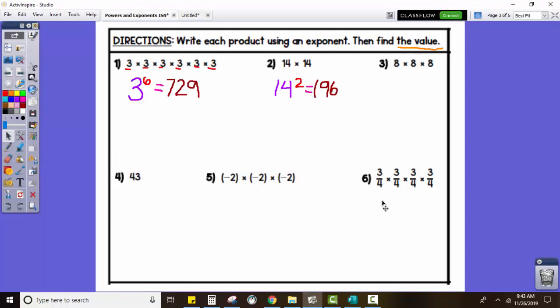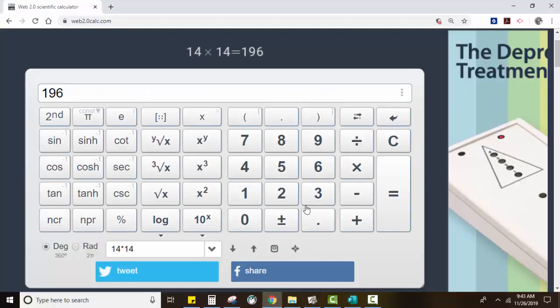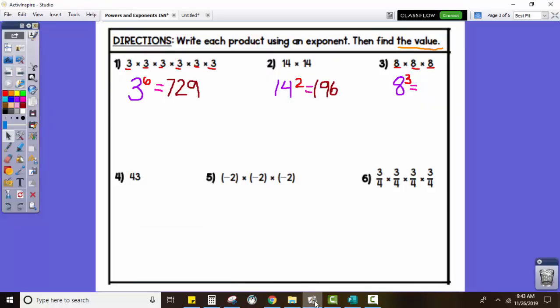Okay, number 3, I see I have 8, and it will be 1, 2, 3 times. So 8 to the 3rd power, 8 times 8. Oops, I need to clear out what I had. That's important to notice. 8 times 8 times 8, there's 3 times, equals 512.